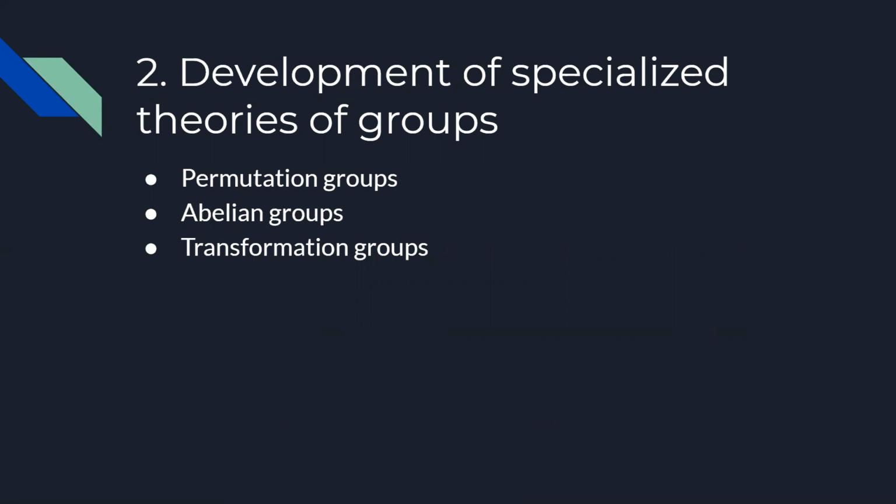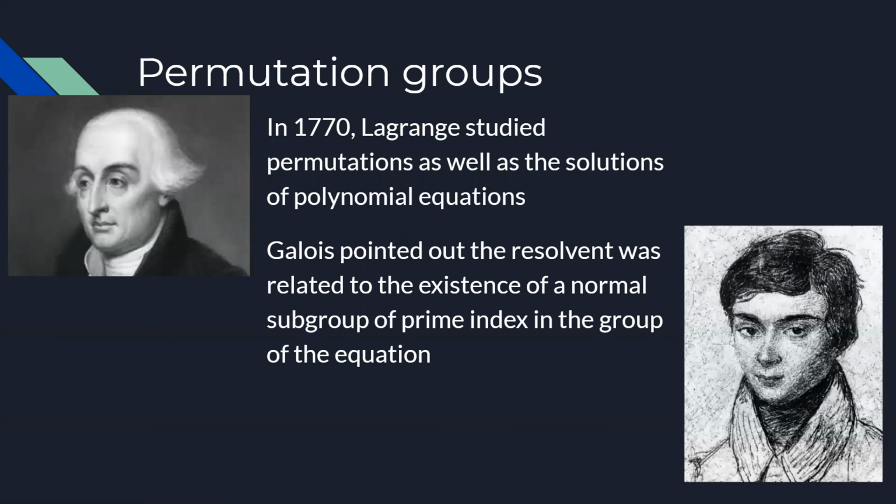Development of specialized theories of groups. We broke it down into 3 groups: permutation groups, abelian groups, and transformation groups. So permutation groups. In 1770, Lagrange studied permutations as well as the solutions of polynomial equations such as the quartic and the quintic. And then Galois pointed out that the resolvent was related to the existence of a normal subgroup of prime index in the group of the equation.